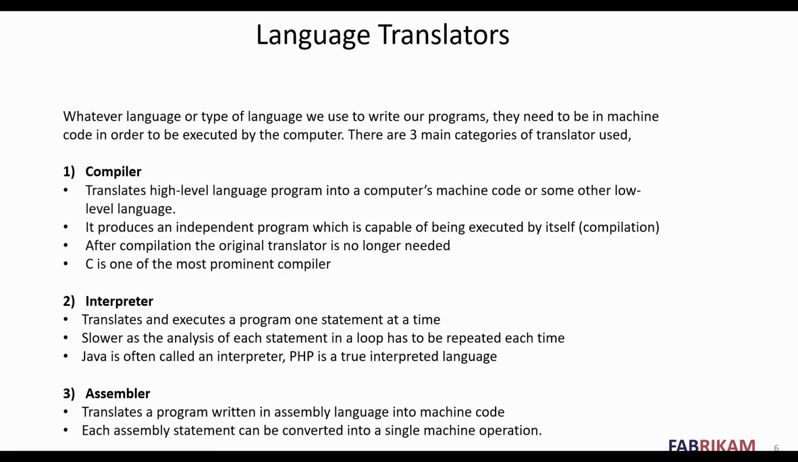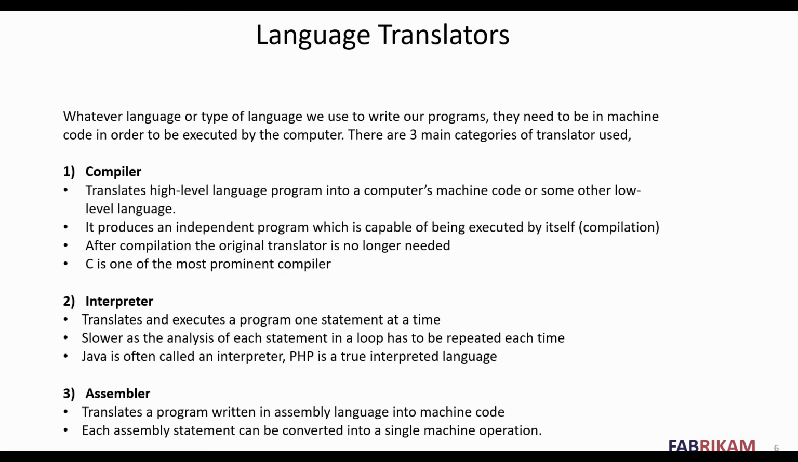So what is a compiler? A compiler translates a high-level language program into computer machine code or some other lower language level. It produces an independent program which is capable of being executed by itself. After compilation, the original translation is no longer needed. So C is the most prominent compiler.